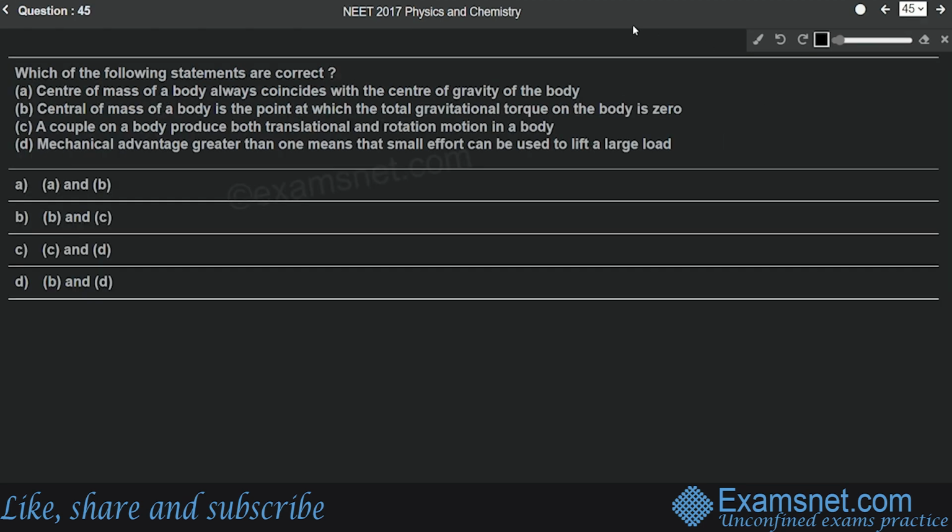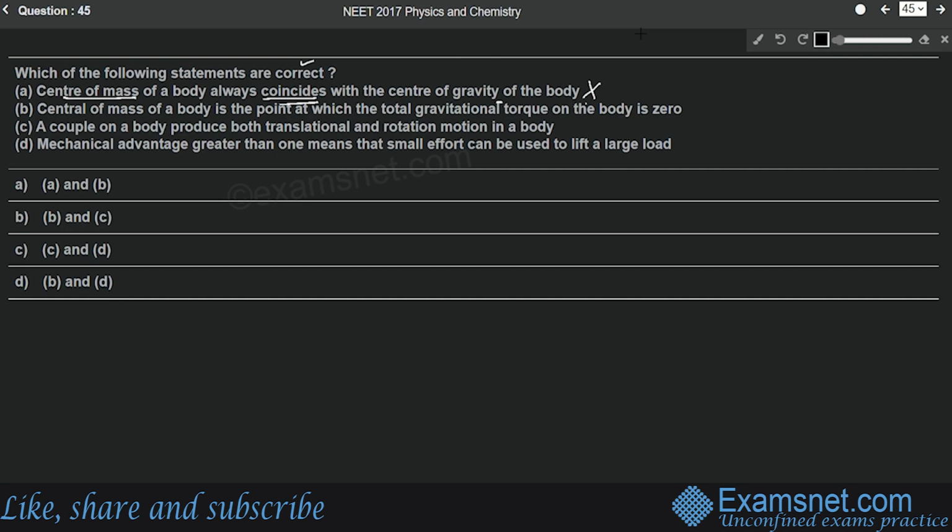And now the last question is from systems of particles and rotational motion. And the question is, which of the following statements are correct? So first statement says center of mass of a body always coincides with the center of gravity of the body. This is not true. This may coincide, this may not coincide. Okay. It depends from place to place. So this is incorrect statement.